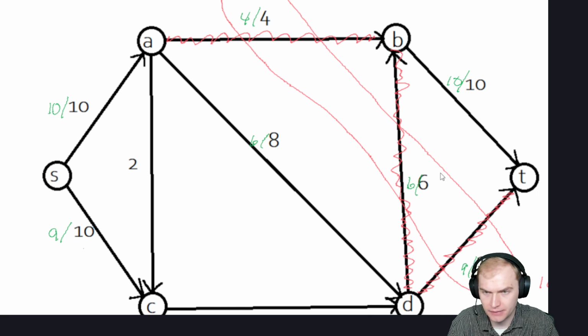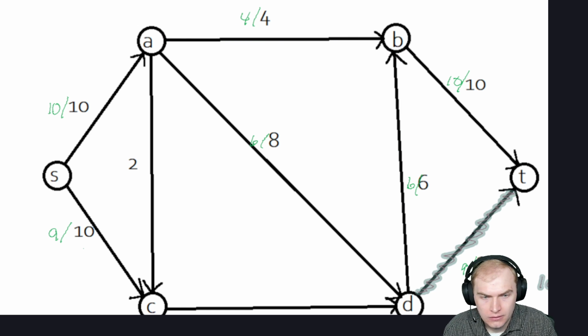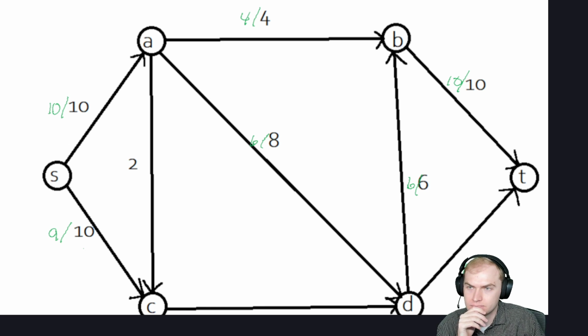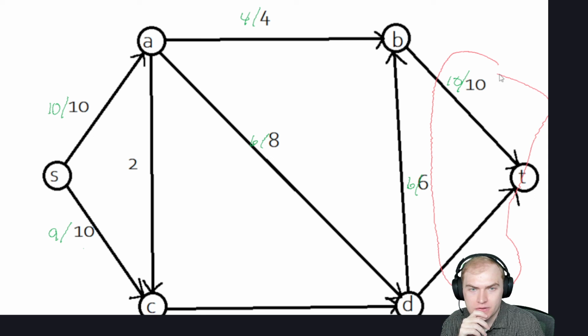I thought that was the minimal cut. It's not. Where is the minimal cut? This is the optimal flow, but I'm confused where the minimal cut is. Because that cut has a capacity actually of 20, which is one higher than the flow we're getting. This is also a 20 capacity cut.